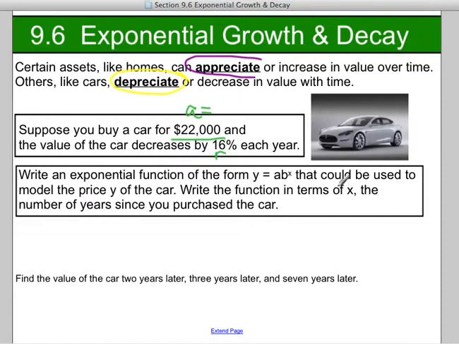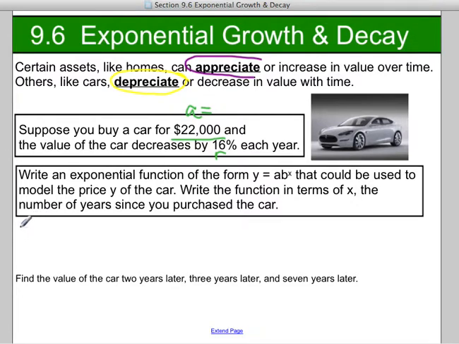It says write an exponential equation or function of the form y equals AB to the x that could be used to model the price y of the car. Write the function in terms of x, the number of years since you purchased the car. So I want to write this equation.